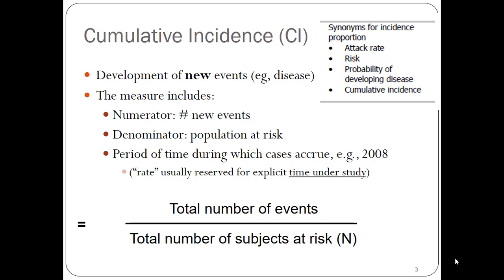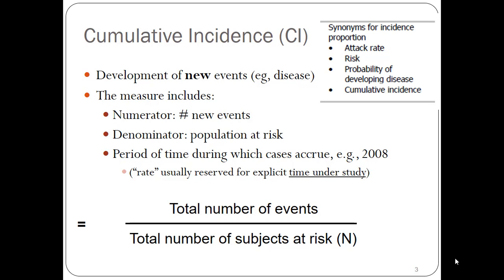Incidence is the rate at which new events occur in a population in a defined period of time. Events can be a disease episode, or in what is referred to as mortality rate, the event is death. The key concept is a change in status from healthy to sick over a period of time. In the numerator, you have the total number of new events. In the denominator, you have the total number of subjects or population at risk. And the period of time during which the cases accrue can be a year or any other time.